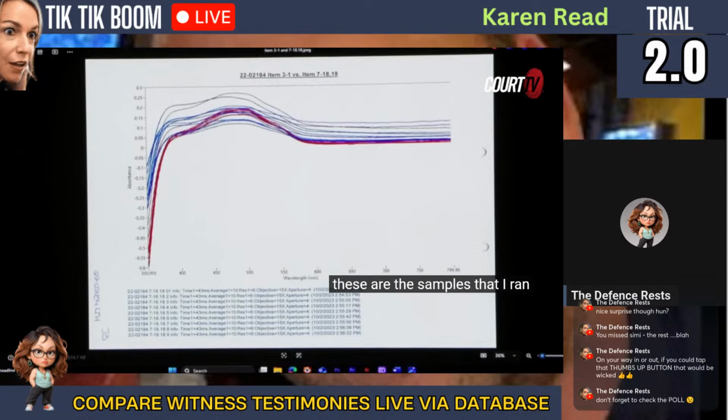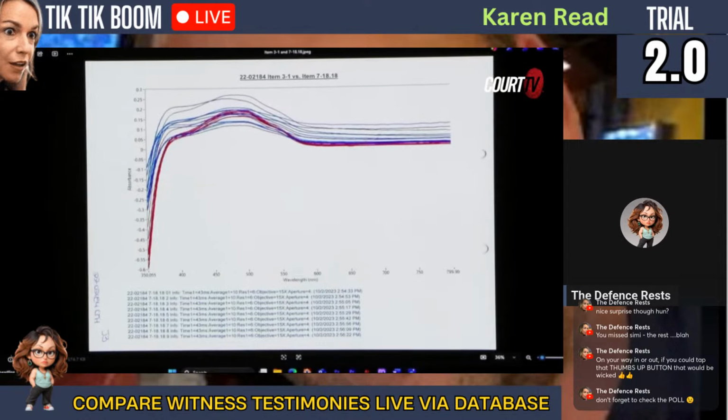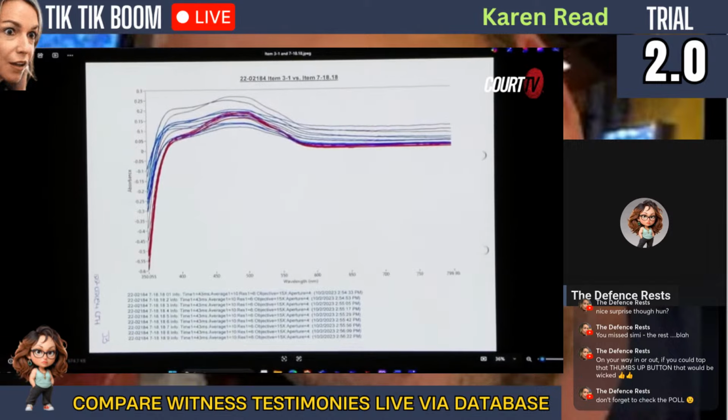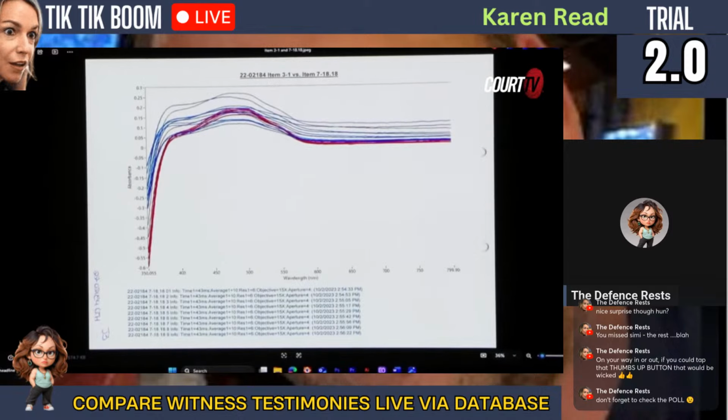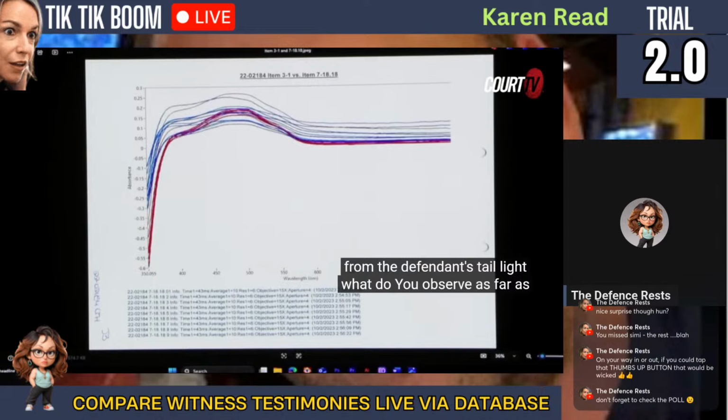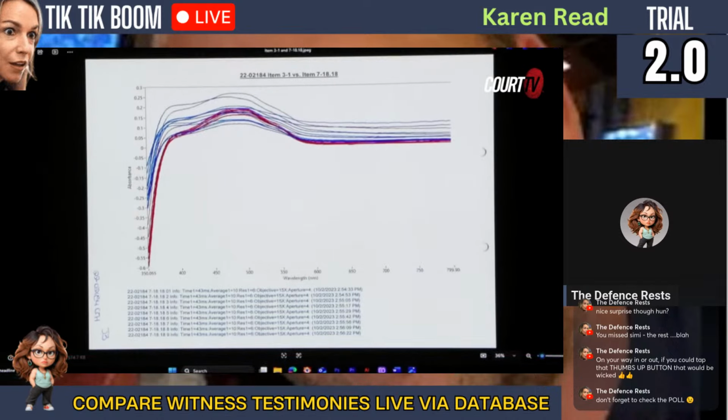So these are the samples that I ran from item 3-1 and 7-18.18, and the spectra are overlaid in order to look at it and determine whether they have a consistent or not consistent pattern. And from overlaying the data from the pieces of plastic from Mr. O'Keefe's clothing and the pieces of plastic from the defendant's taillight, what do you observe? So I determined that they had consistent microspec data.